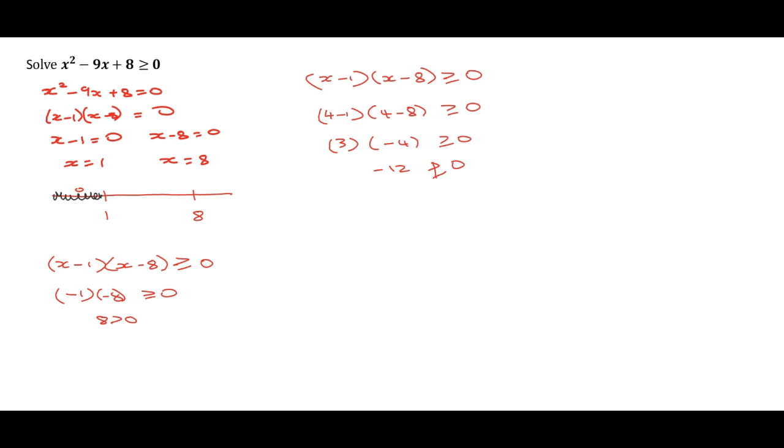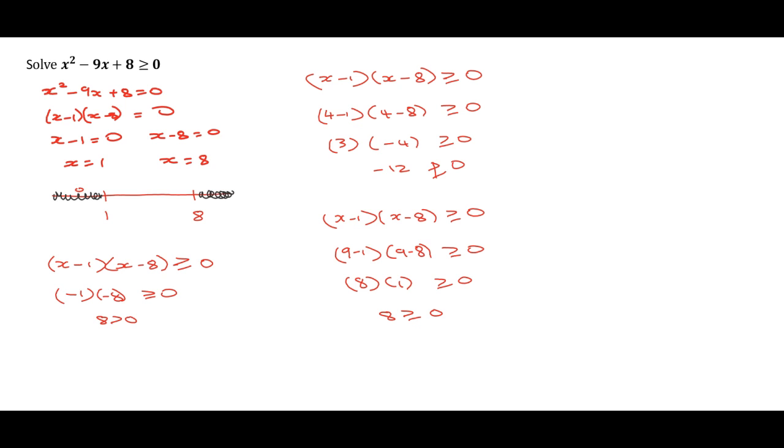And then let's try 9. So (x minus 1)(x minus 8) greater than or equal to 0. (9 minus 1)(9 minus 8) greater than or equal to 0. So we have 8 times 1, so 8 is greater than or equal to 0. So this is also an acceptable region right here.